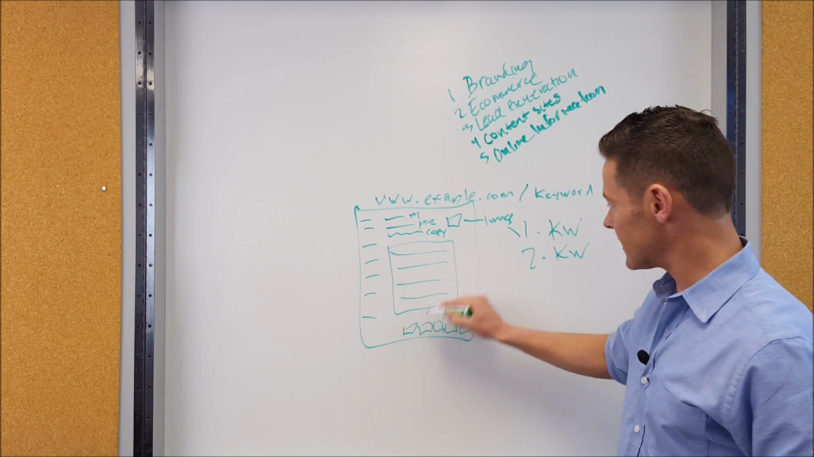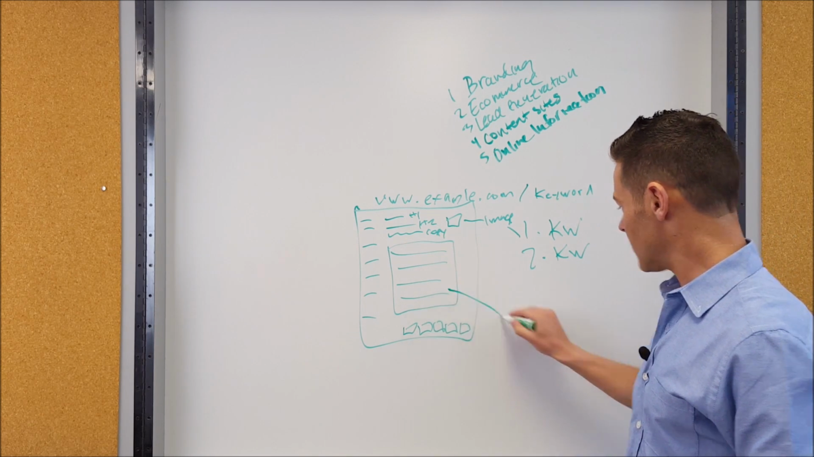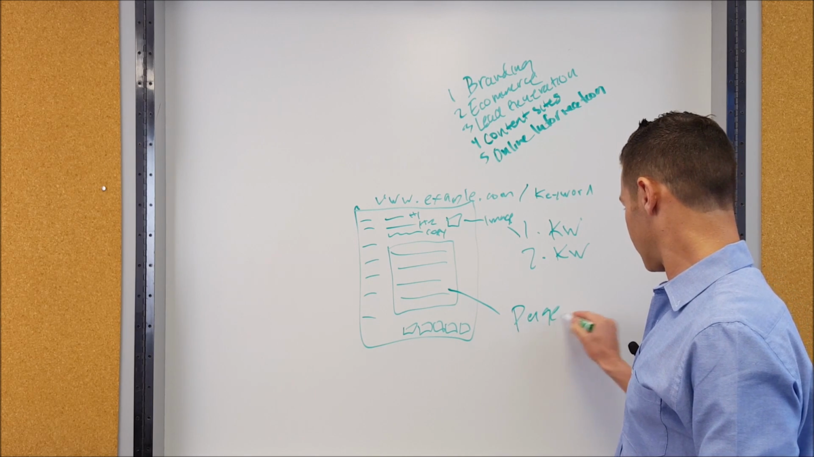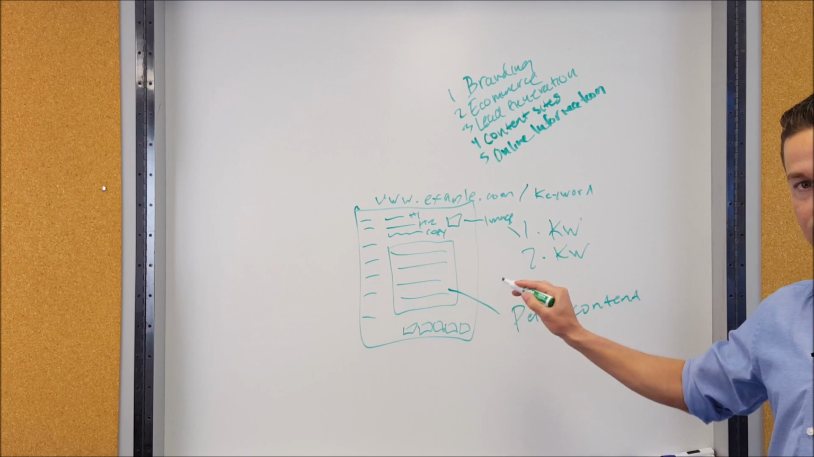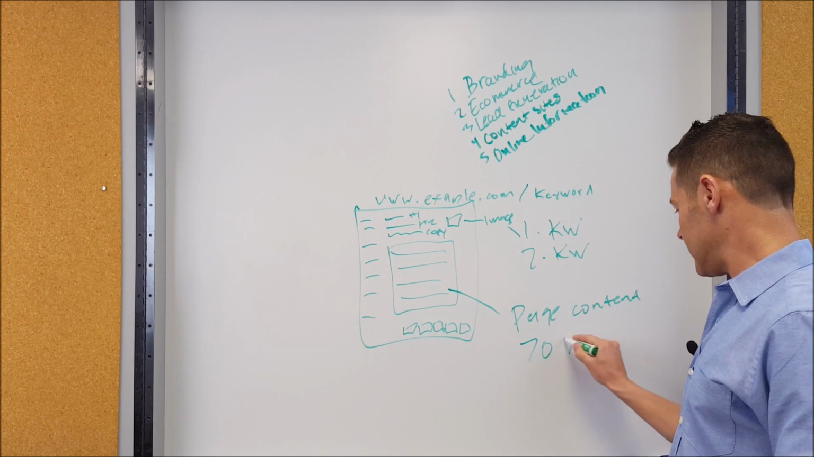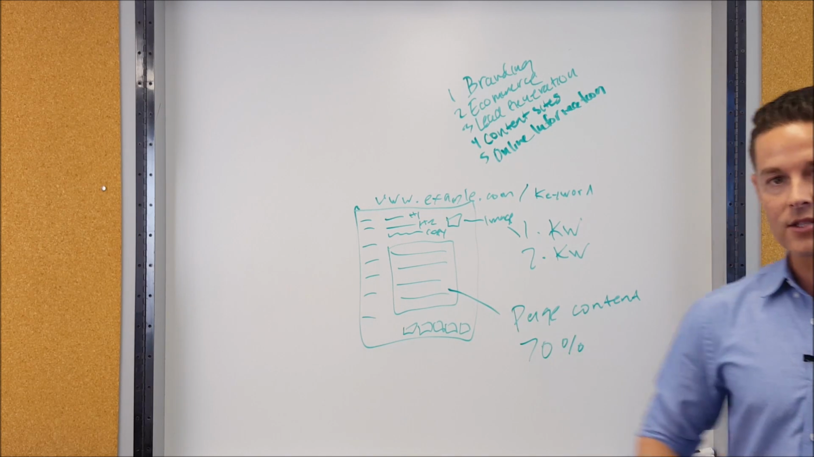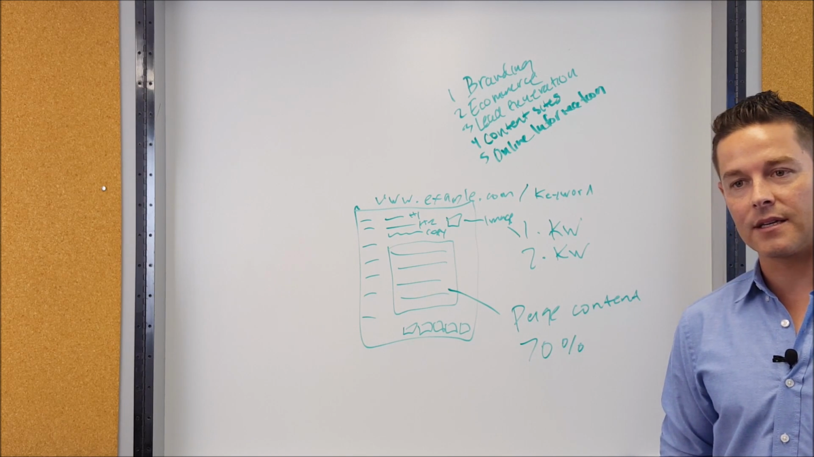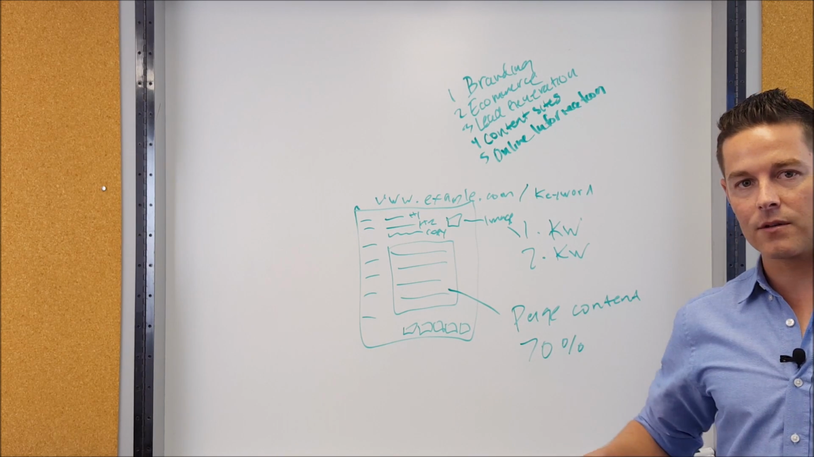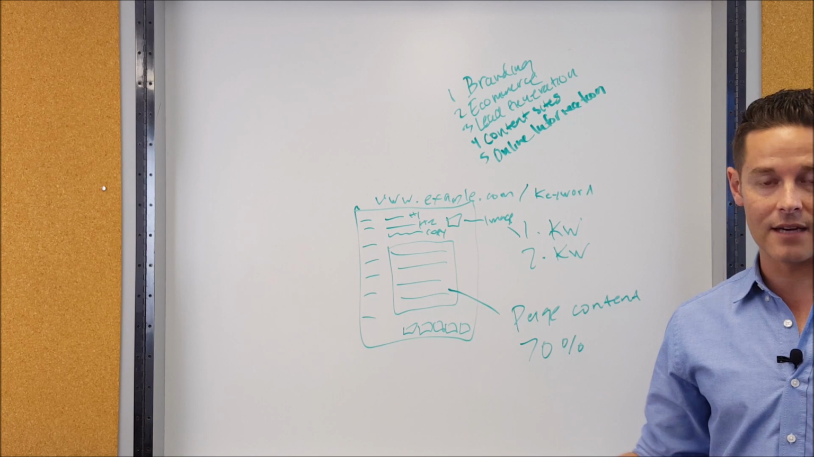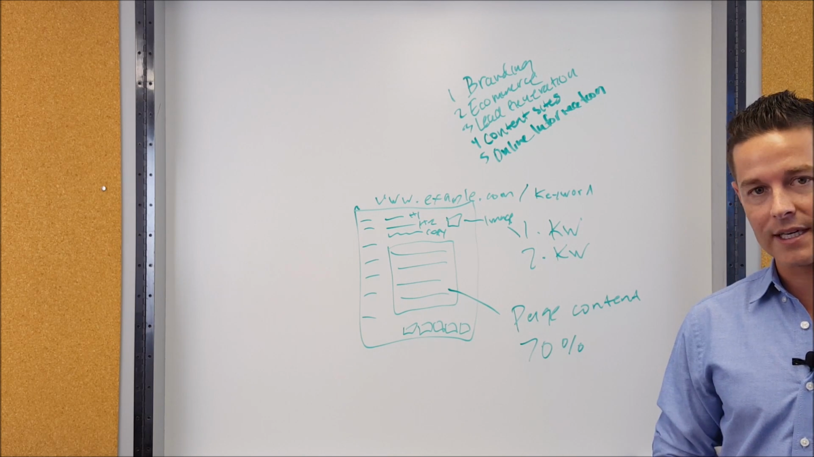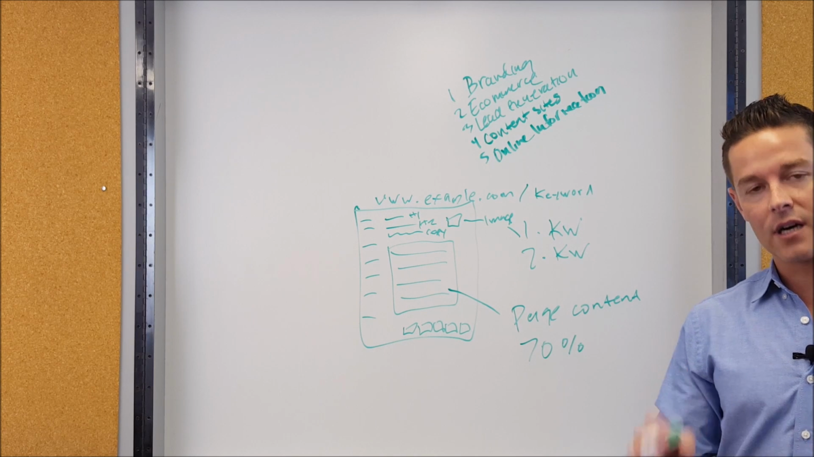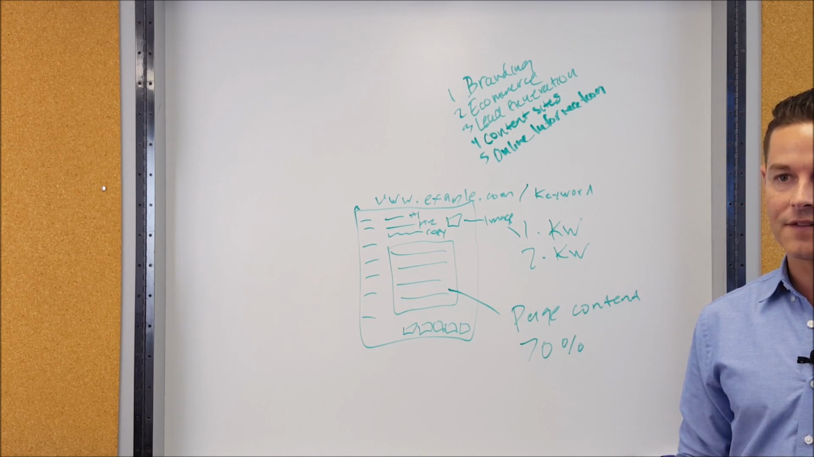Now, for these things on the page, your actual page content, this is really important that you have this be at least 70% unique. So a big mistake that a lot of people make is they'll create a ton of categories and then they put the same content into every single category. That creates something called doorway pages, which Google doesn't like, right? So we want to make sure that the content in the category is at least 70% unique.